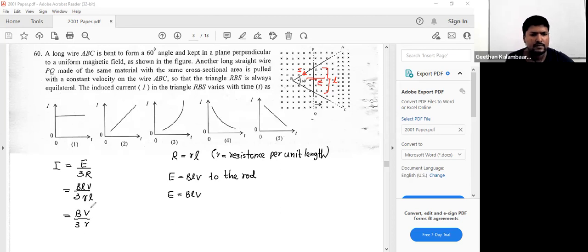So here, the thing is, V is a constant value, doesn't change with time. And also, they have given that V is a constant. R is resistance per unit length, a constant. B is anyway a constant. So it's a constant. I is constant, so it does not change with time. So what is meant by constant is that it does not change over time. The current does not change over time. So it's a constant value.